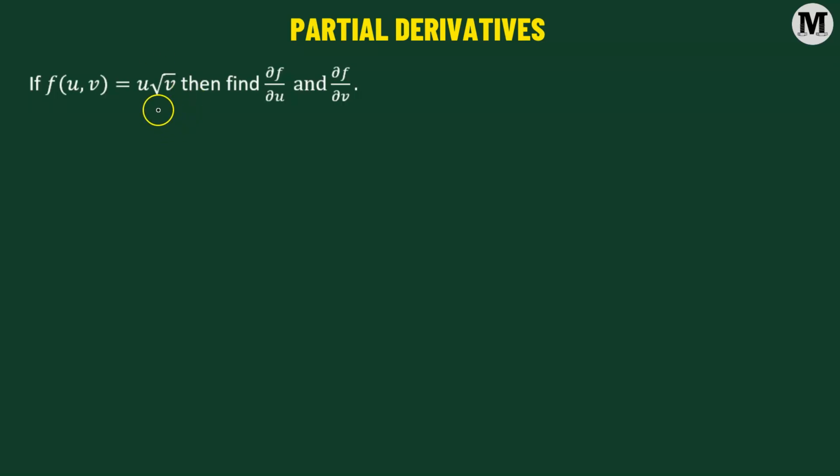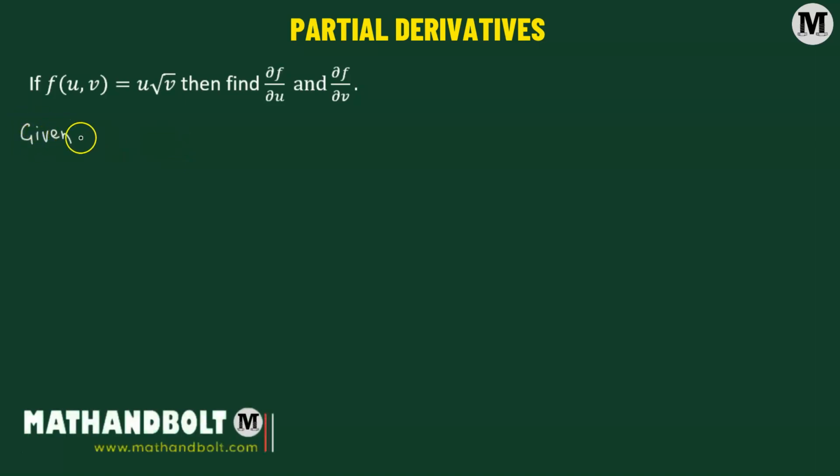Here we have a function f given by u times square root of v. We need to obtain the partial of f with respect to u and partial of f with respect to v. Let us begin. So we'll start out with our given function.